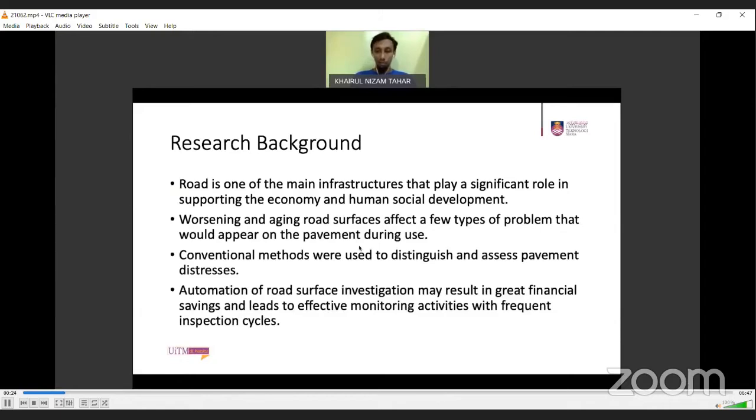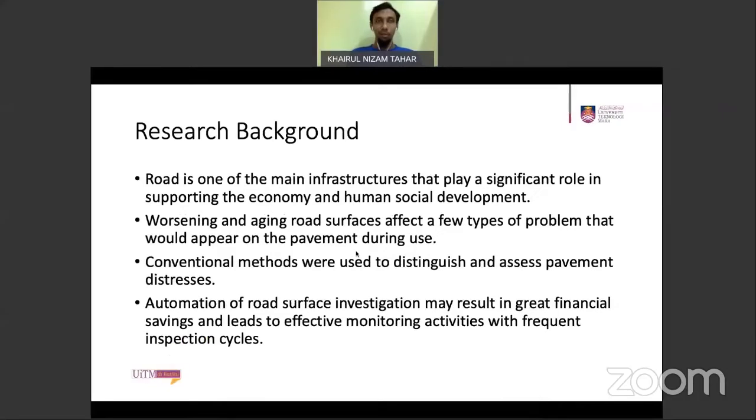the road is one of the main infrastructures in any country. It connects one state to another state. The worsening and aging of the road surface cause a few types of problems, which appear on the pavement during use, when using the road more frequently. And then the load from vehicles will affect the road.